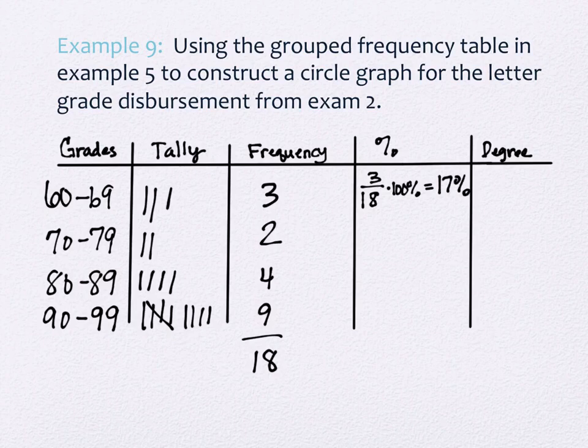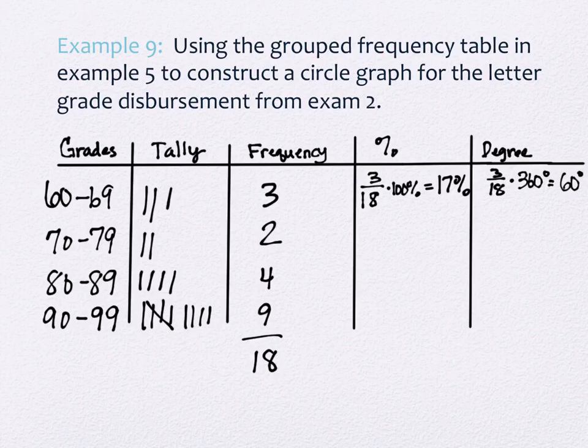Now before we leave this line, I want you to take that same 3 over 18 for the degree, and instead of multiplying by 100, I want you to multiply it by 360. There are 360 degrees in a circle. What do you get when you multiply 3 over 18 times 360? You get 60. So it's 60 degrees.